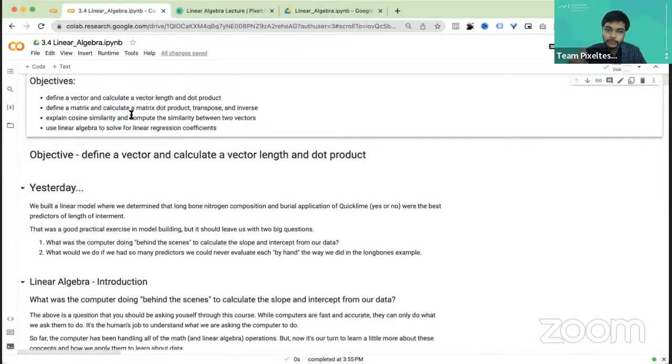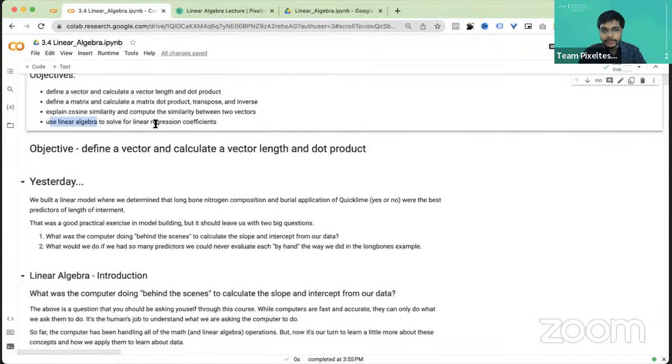We'll also do a small exercise to understand how such small functions are useful in actual real-time applications. So we'll use linear algebra to solve for linear regression coefficients. When we said simple linear regression, how did this linear algebra play a role, right?